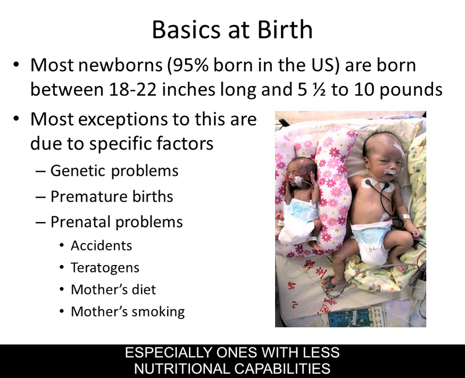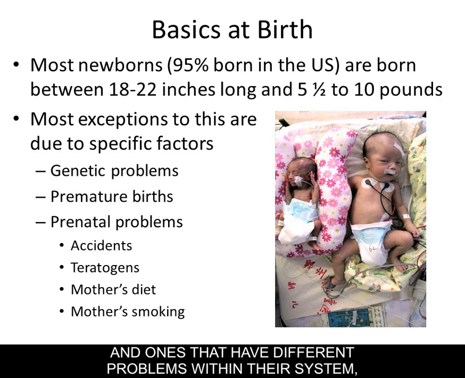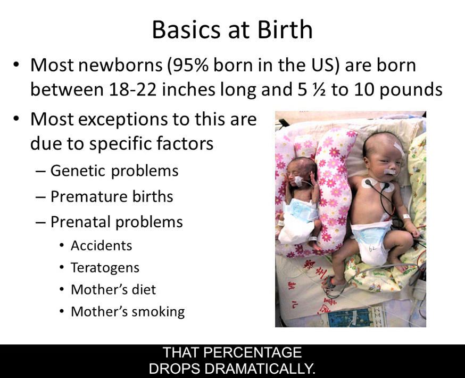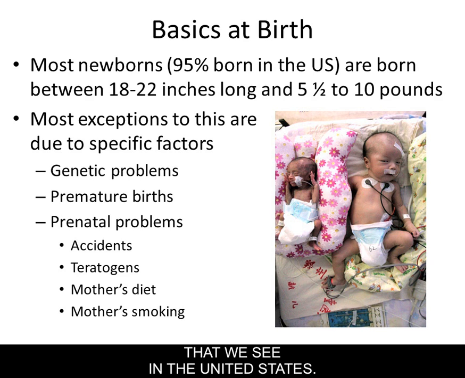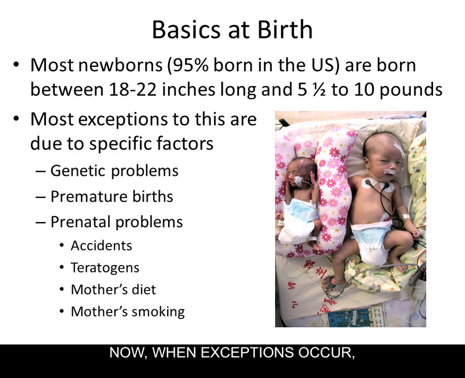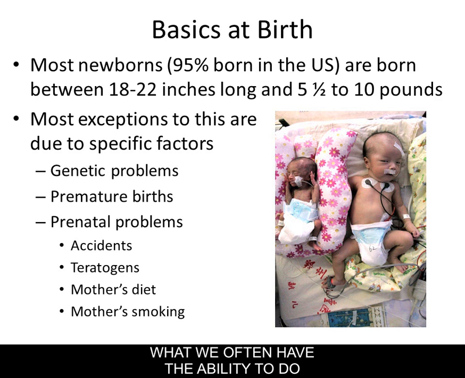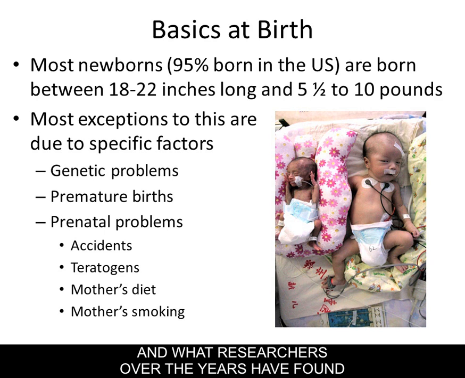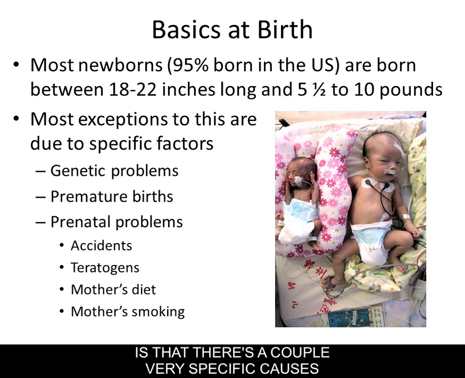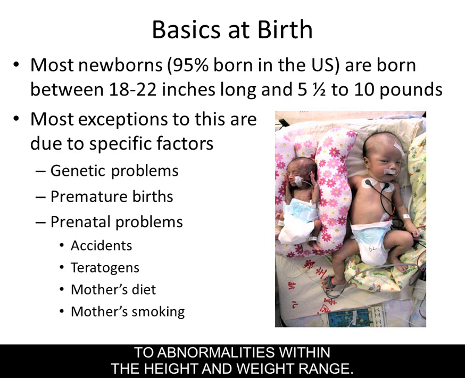In other countries, especially ones with less nutritional capabilities and ones that have different problems within their system, that percentage drops dramatically. But in most developed countries, around 95% of children fit within the dimensions in both height and weight that we see in the United States. Now, when exceptions occur, what we often have the ability to do is identify where those problems might have come from. And what researchers over the years have found is that there's a couple very specific causes to abnormalities within the height and weight range.